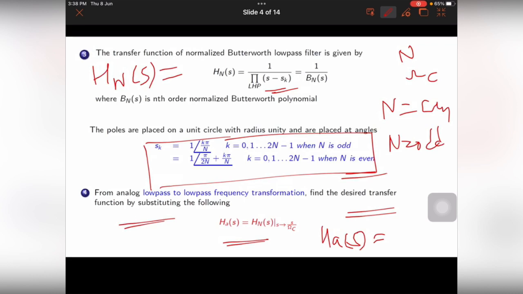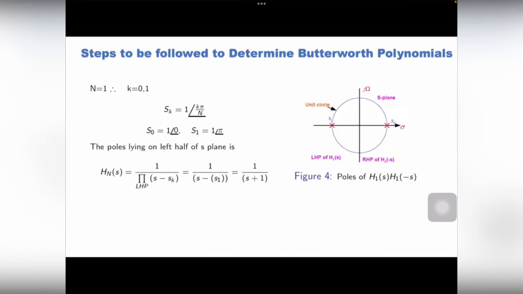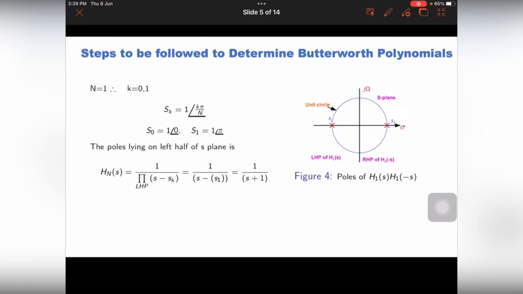So H of s is equal to Hn of s, where s is replaced by s by omega c. Since we already calculated omega c, the cutoff frequency, wherever s is there, we replace s by s by omega c and simplify, and you will get the final analog system transfer function H of s, the desired transfer function for the given specification in the case of a low pass Butterworth filter. Now let us see how to find the Butterworth polynomials sk for n even and odd.